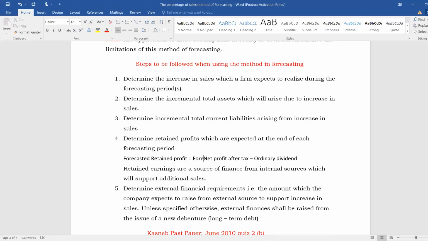I think I should have used that one again. It is forecasted net profit after tax. That's why we need the net profit margin that is assumed to be constant. So if you take that net profit margin times forecasted sales, total sales, it will give you the total profit less dividend. If you know the payout ratio, I'm sure you can find the dividend payable. Now, this forecasted retained earnings is the one that is assumed will be available to support the increase in sales. Retained earnings are a source of finance from internal sources, which will support additional sales.